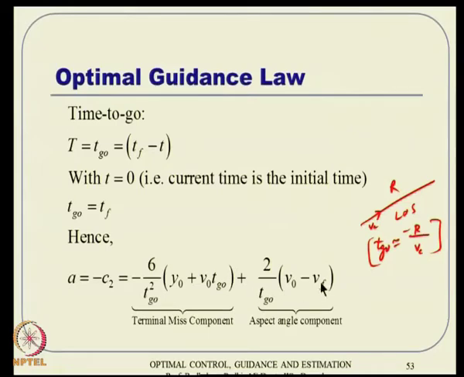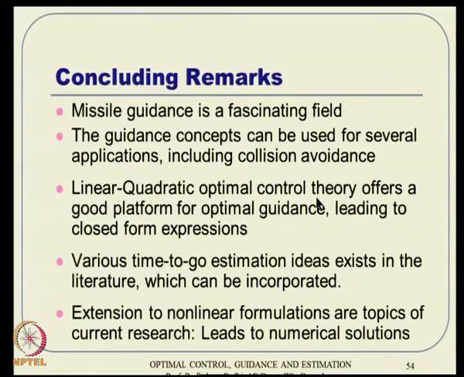Okay, so you can very clearly notice that there is a terminal miss component and there is an aspect angle component. This component came because of the formulation. So, you can see now the power of optimal control, and also these 2D things can be extended to 3D simply by mathematical formulation and all that. So, that is possible also. That is what I mean, various things we can talk about while formulating the guidance problem in the framework of optimal control theory. So, some concluding remarks.